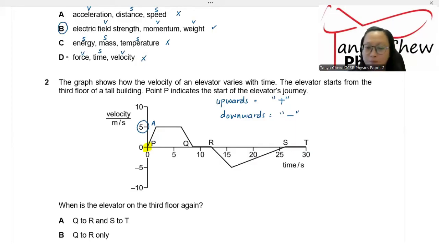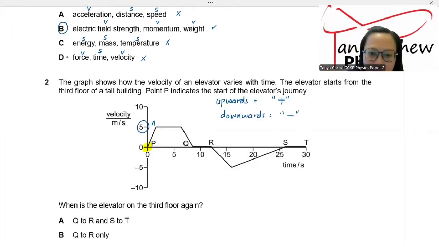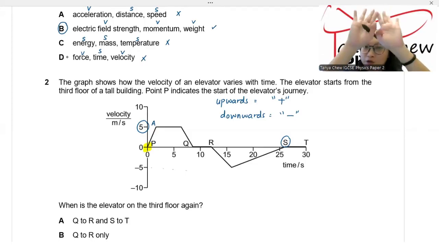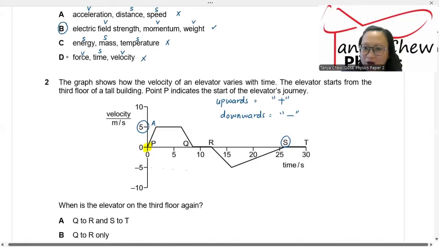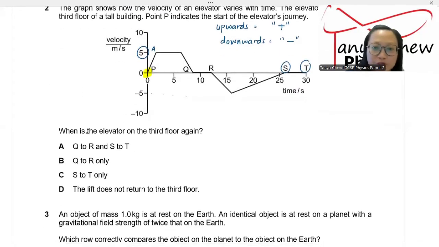The door is open, so maybe the passengers will walk into the elevator, and then after that, R to S. Could you see that the velocity is negative, back to negative? That means it is moving down, and then back to the same point as P, which is S. Right, it seems like the elevator is moving upward first, and then at Q to R, door open, and then R to S coming down back to the third floor. S to T, that is when the elevator reached the third floor again. So C is the answer.